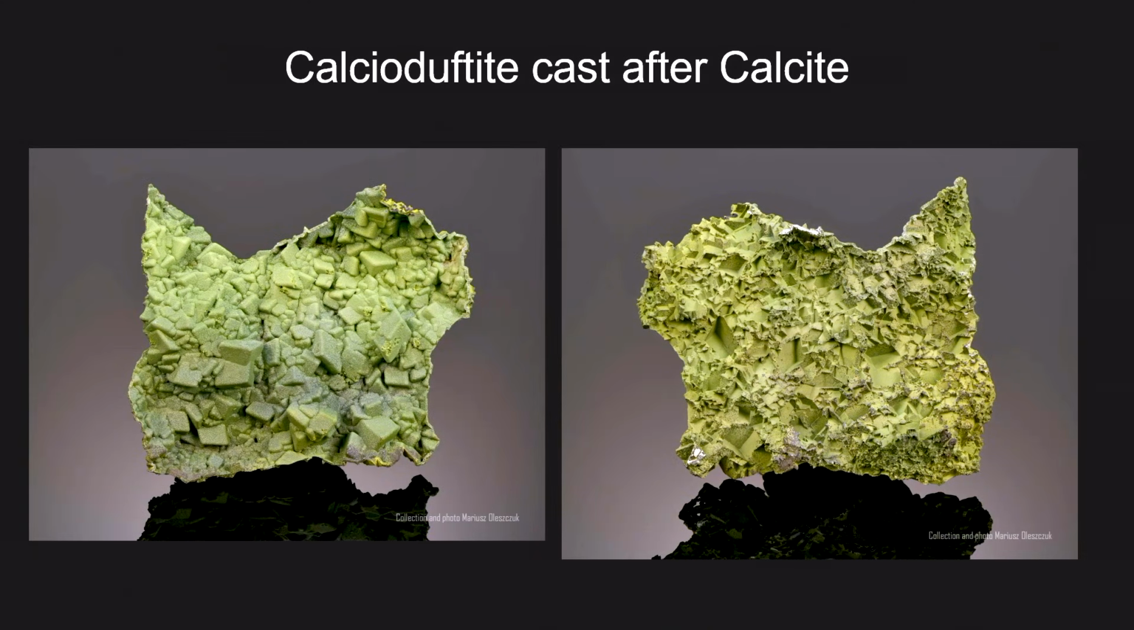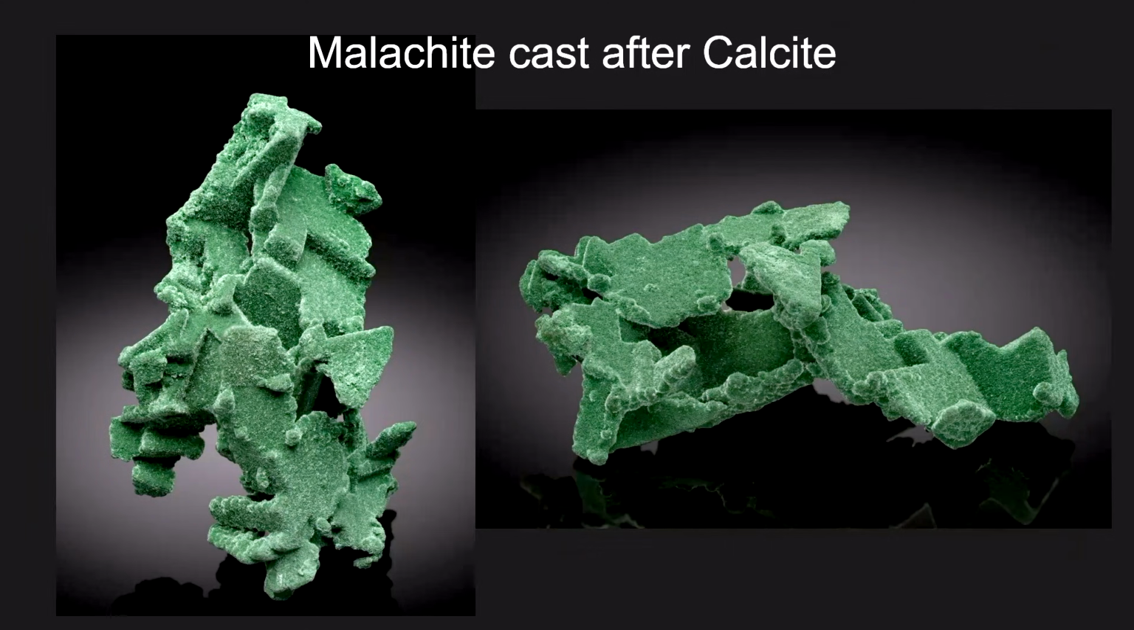Here is another unusual species, calcioduftite, that has formed on top of a plate of rhombohedral calcite crystals. And here is a cast of malachite, again after calcite. You can see the outline of the rhombohedral crystals quite clearly in this lovely specimen.